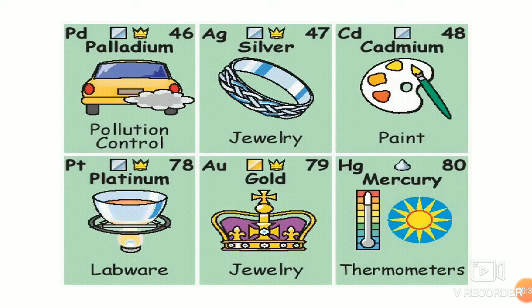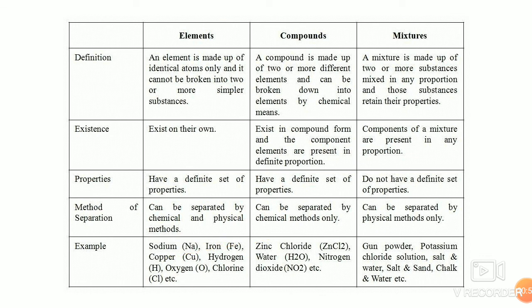Silver, jewelry, right? Cadmium, it is used to make paints, acrylics. Platinum, you have jewelry also of it, but it is generally used in the lab equipments. Next, gold, we used to wear as jewelry, we like it. Mercury, it is used in thermometers. So now children, we can all together learn the difference between elements, compounds and mixtures. Have a look.